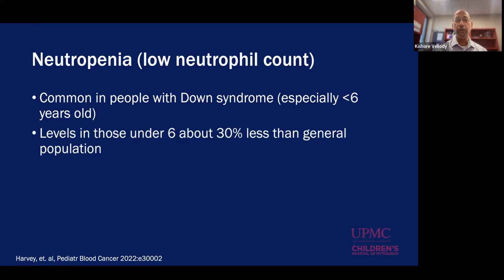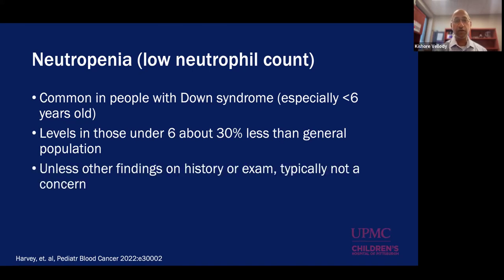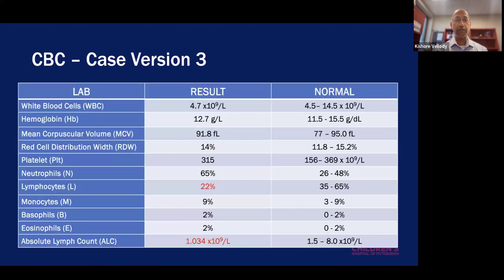age. We see a low neutrophil count, and it's in that age range, about 30% less than in the general population. And again, just like we were talking about low white blood cell counts in general, the low neutrophil, which a neutrophil is a type of white blood cell, a low neutrophil count is typically not of concern.